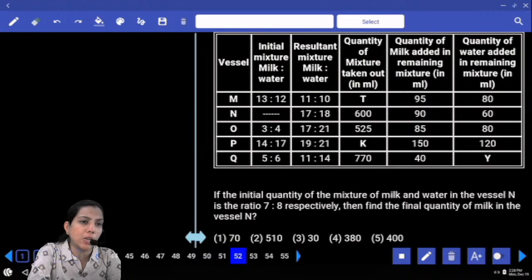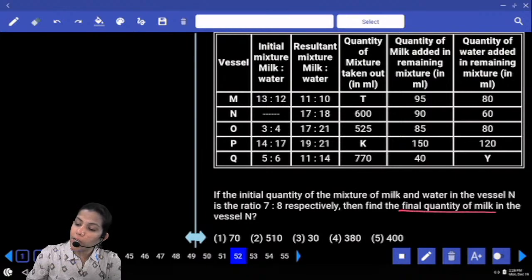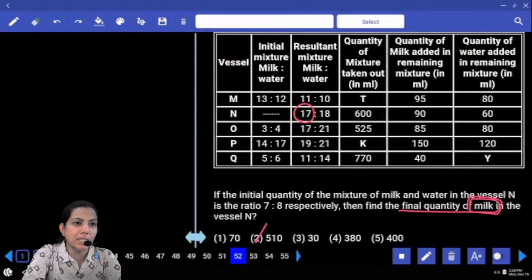ఒక్కదాన్ని కూడా చెక్ చేయకు. 18 multiple. 70, is it an 18 multiple? 510, is it an 18 multiple? Second option, third option, fourth option 380, is it an 18 multiple? కనుక్కోమంది ఏంటి? సారీ మిల్క్ కదా నాన్న. Final quantity of milk, వాటర్ కాదు మిల్క్. Milk how many parts? 17 parts. So the answer must be a 17 multiple. How many options are 17 multiple? 510. This is the only answer.